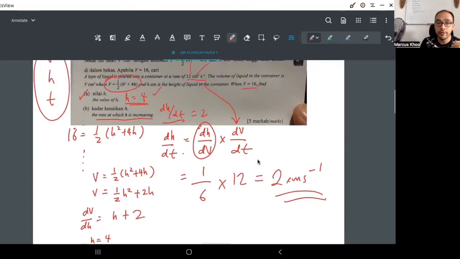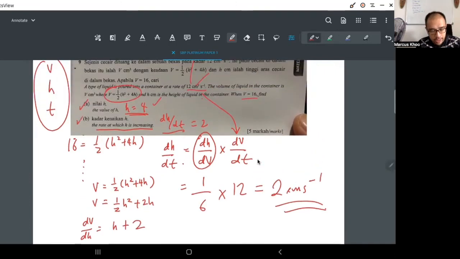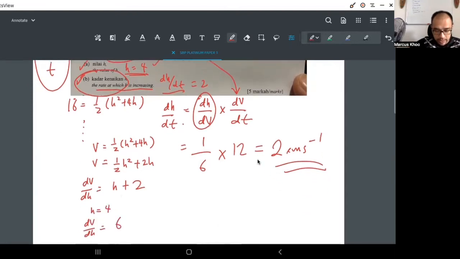Okay, but whenever you encounter these questions on rate of increase, rate of decrease, usually we're talking about numbers. The answer is usually a number. Very rarely do we have letters. So that's why this is a very important step. You need to know what is the value of H that you want to substitute in so that you can find the value of dV/dH, which is what I want.